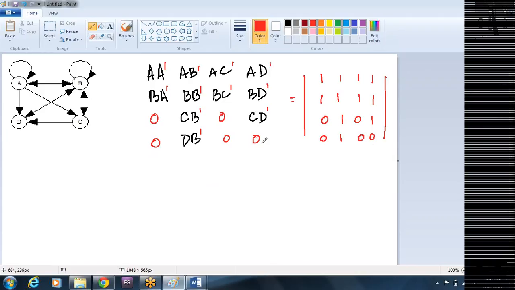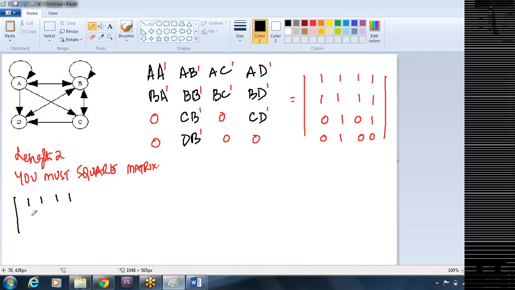Okay, so you have to do this whenever you want to find the paths of length 2 or more. You have to put an adjacency matrix so that you can multiply it by itself. Okay, so now to find the paths of length 2, you must square the adjacency matrix. Okay, so how do we multiply it? Like we discussed earlier, you write 1, 1, 1, 1, 1, 1, 1, 1, 0, 1, 0, 1, 0, 1, 0, 0.